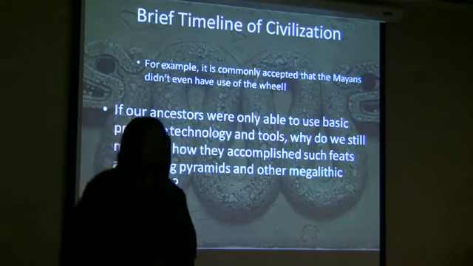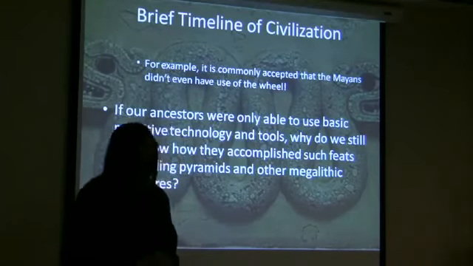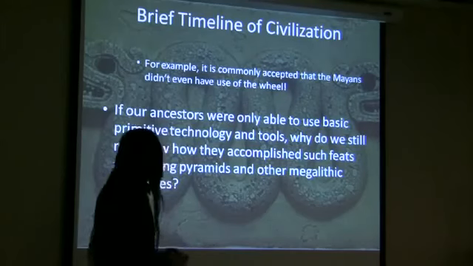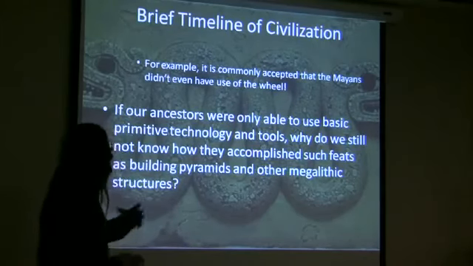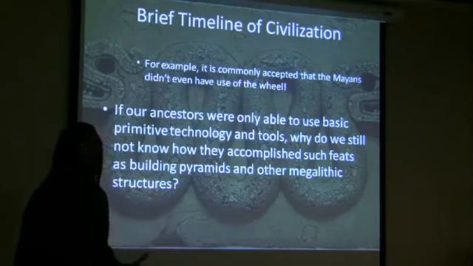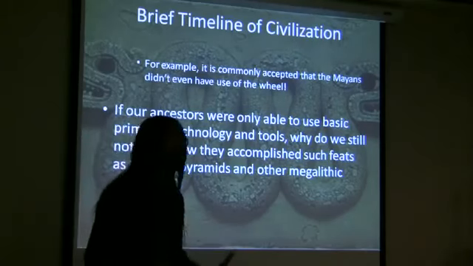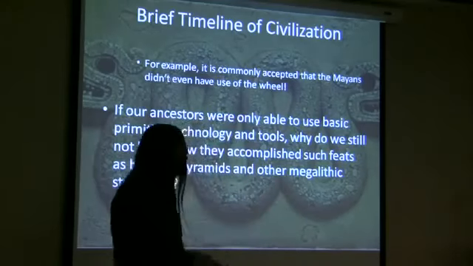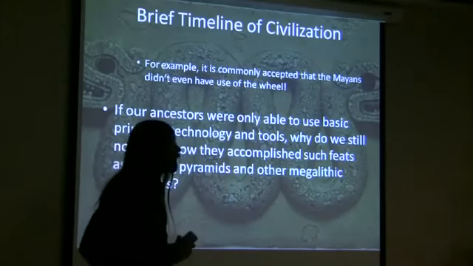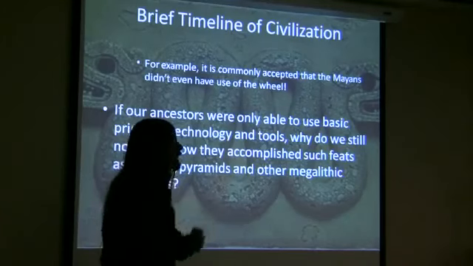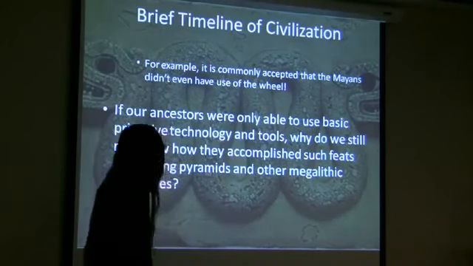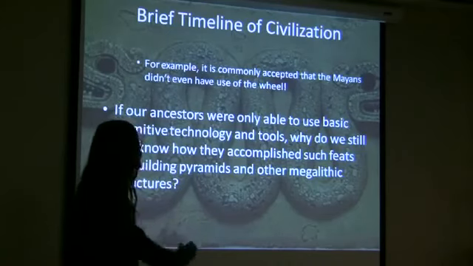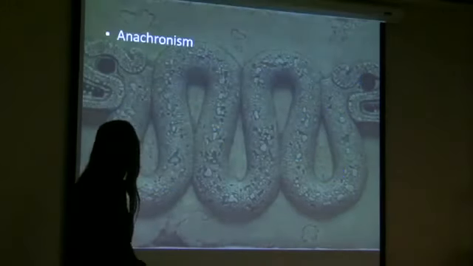If our ancestors then were only able to use basic primitive technology and tools, why do we still not know how they accomplished such feats as building the pyramids and other megalithic structures? Okay, for example, Stonehenge. We have no idea how they moved the rocks. We have no idea how they made them. We say that humanity is only this old, and all we have for technology proceeded in this fashion. So when we go back into history, we have no idea because it doesn't fit that model. Megaliths don't fit the model that we understand about humanity.